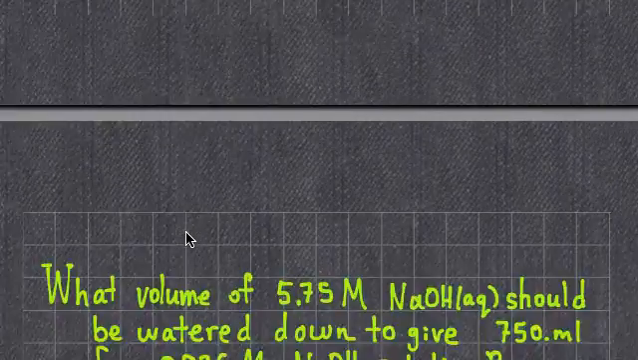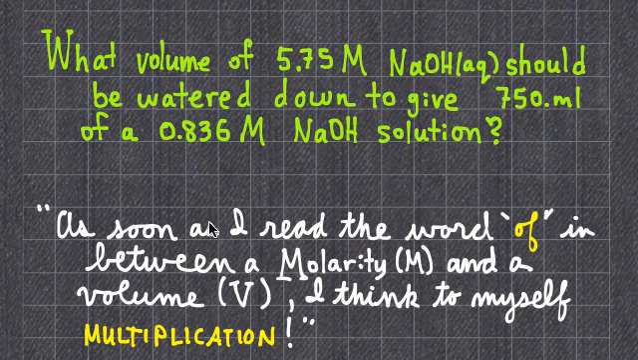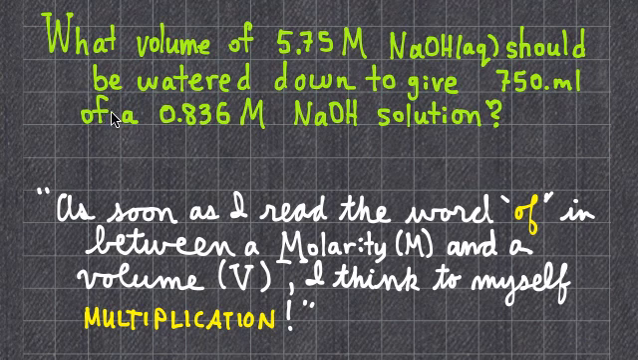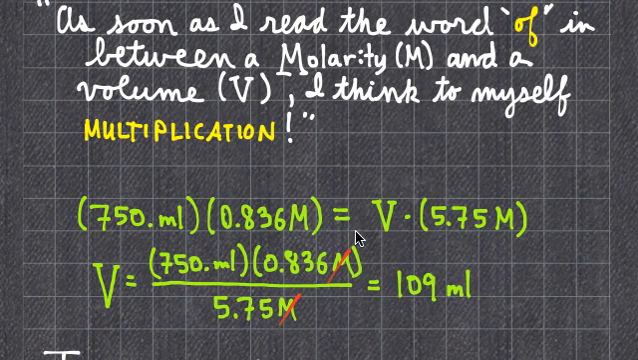What volume of 5.75 molar NaOH should be watered down to give 750 milliliters of 0.836 molar sodium hydroxide solution? Well, I do know the moment I see the word of right there, I think I want to times in mathematical story problems. Of means times. So I'll take 750 times 0.836 straight away and say that must equate to my new volume times my concentrated base. And so that would be this one times this one divided by this one comes out to 109.